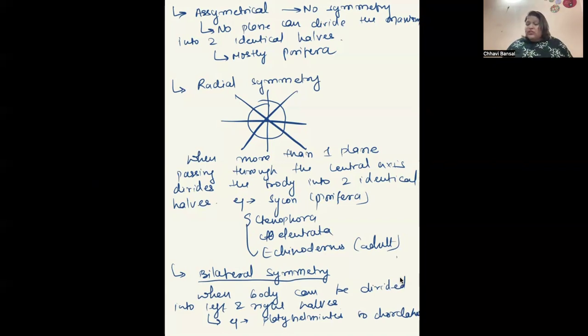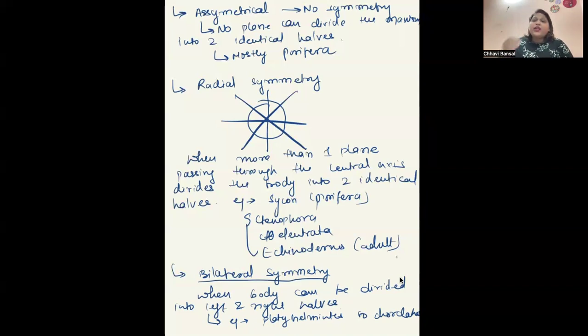Okay. So this is the symmetry. Let's have a quick revision. So what is symmetry? Symmetry is when there is any plane that on passing through the body divides the body into two identical halves. Then the organism is called symmetrical. And if there is no such plane, it is called asymmetrical. So asymmetry is the characteristic property of most of the Porifera, right? Now in symmetrical also there are two categories, radial and bilateral.